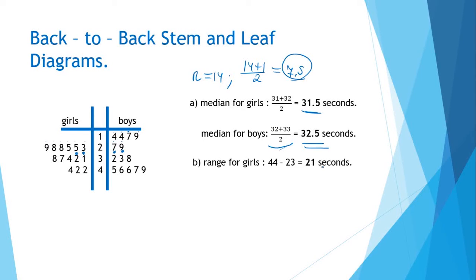Then the range for girls. The least value for girls is 23. The greatest value for girls is 44. So the range for girls is 21. Range for boys. The least value for boys is 14. The greatest value is 49. So the range equals 35 seconds.